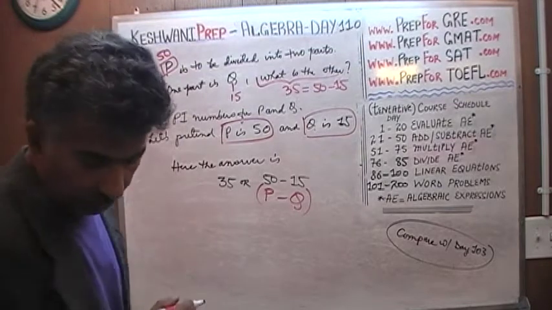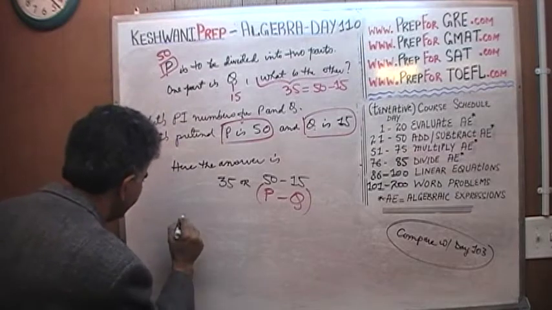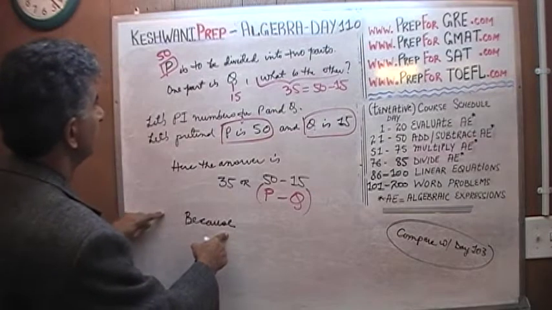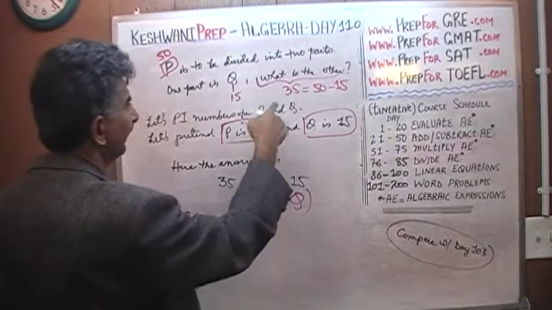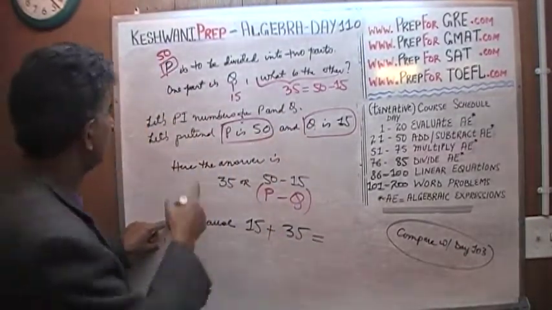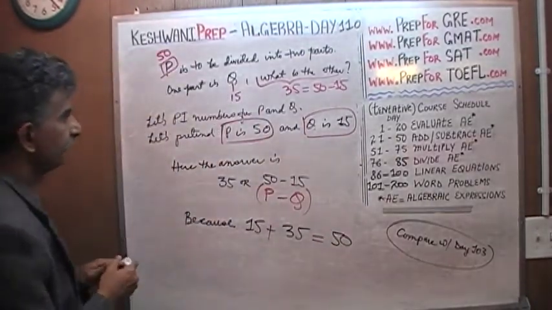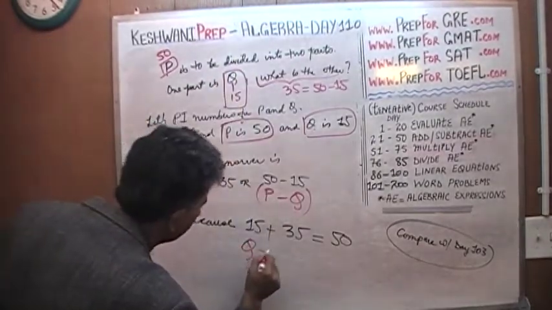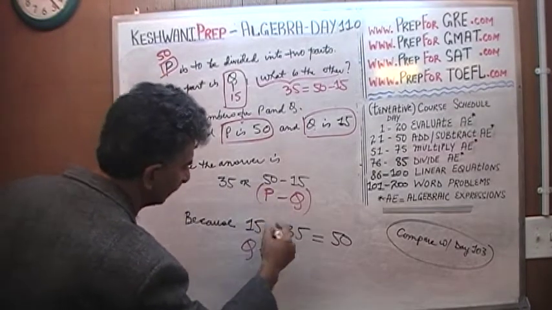Do you understand? Because the part that we started out with, 15, plus the part that we are adding, 35, should give us back what we had originally. Let's see if it does. 15 is our Q. 35 is this quantity right here, 50 minus 15. That's our 35, P minus Q.